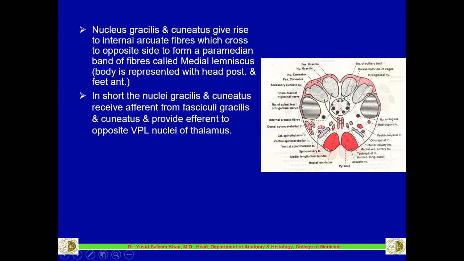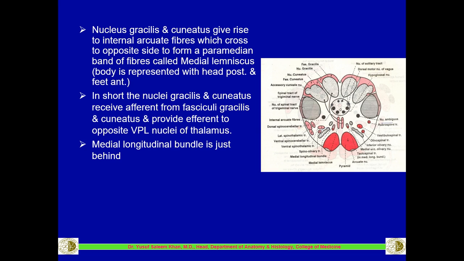In short, the nucleus gracilis and cuneatus receive afferents from the fasciculus gracilis as well as the fasciculus cuneatus and provide efferents to the opposite VPL nucleus of the thalamus. So these are the fibers which are coming in the fasciculus gracilis and fasciculus cuneatus, and they end in the nucleus gracilis and cuneatus, and the second order neurons begin from here, cross to the opposite side, and form the medial lemniscus. They ascend upwards, and they end in the thalamus, especially in the VPL nucleus of the thalamus.